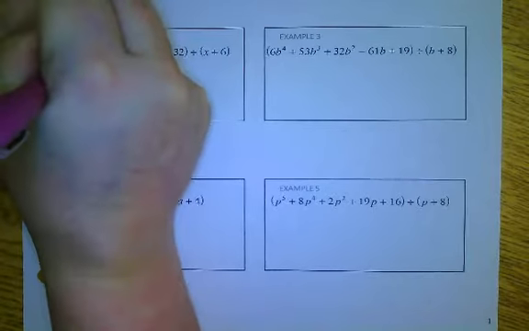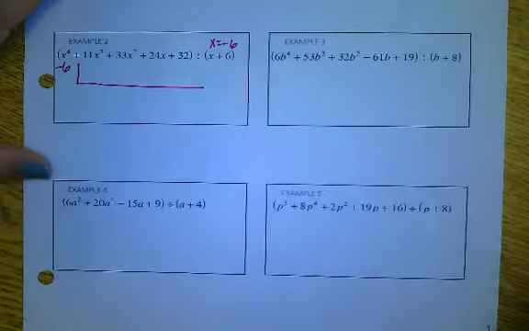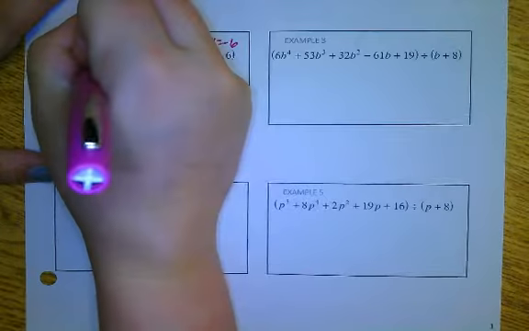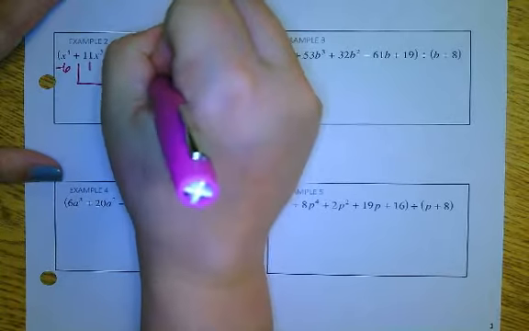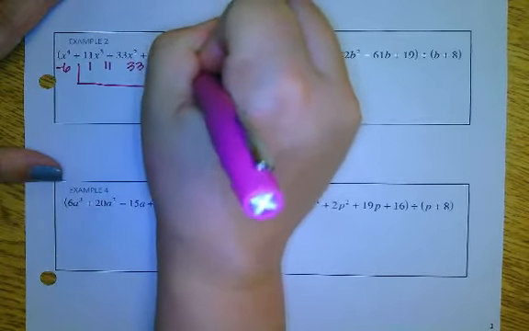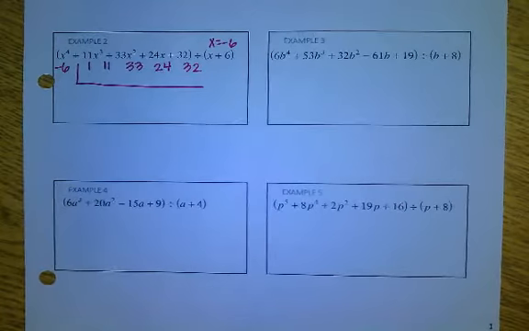Negative 6 again. Okay, are we in standard form? Yes. Do we need any placeholders? No. So I'm going 1, 11, 33, 24, 32. First step is to do what? Bring down that first number. Okay, then what?